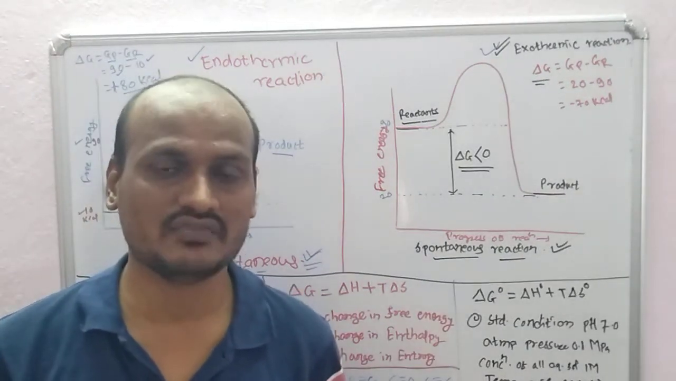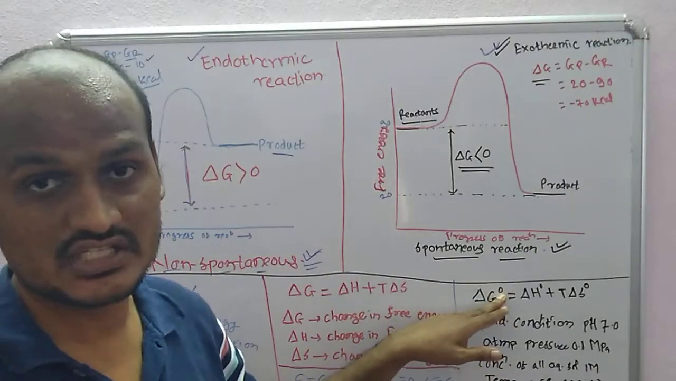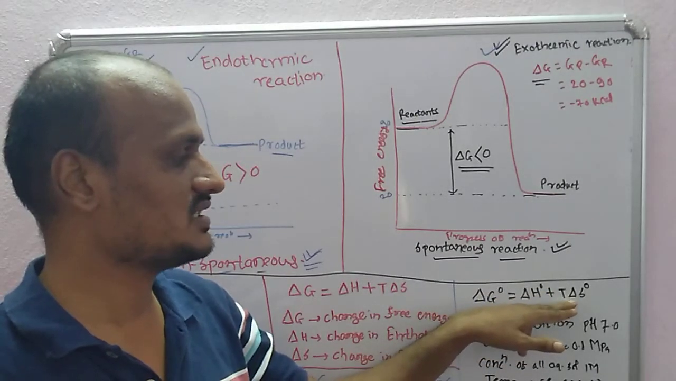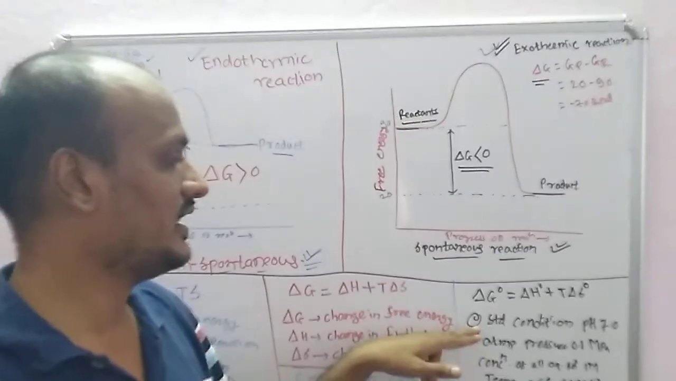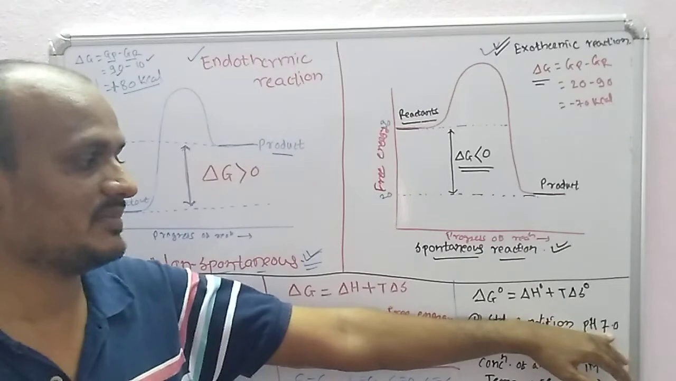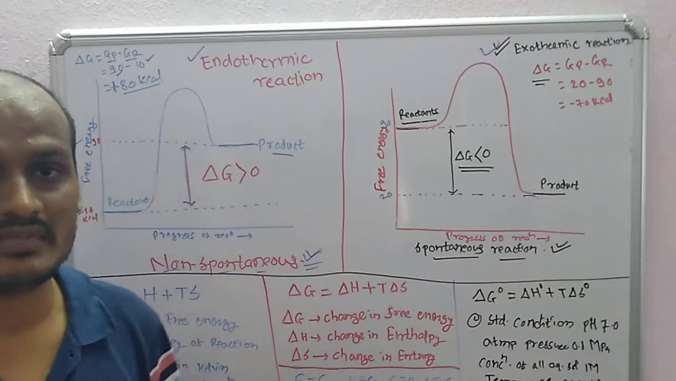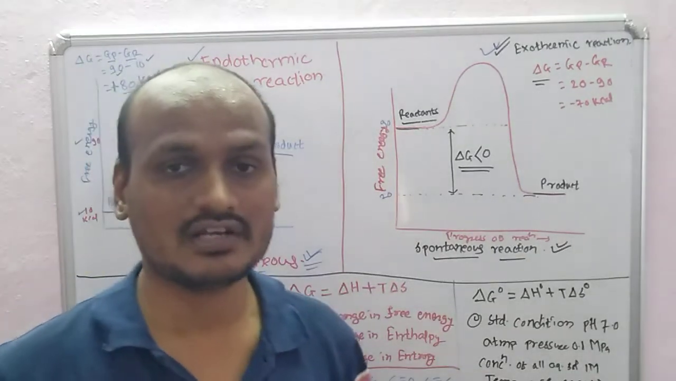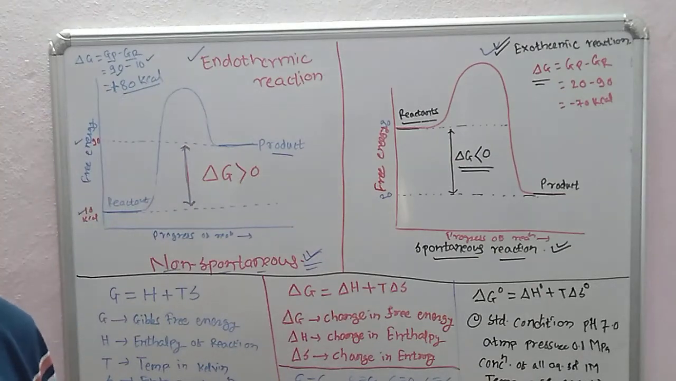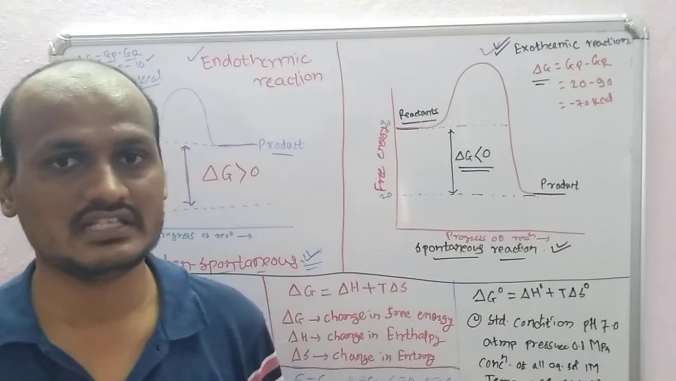For standard condition, we have delta G equal to delta G0. We call it delta G0, and delta H as delta H0, plus T delta S0. Standard condition means pH 7, atmospheric pressure of 0.1 megapascal if gases are involved, concentration of all aqueous solutions should be 1 molar, and the temperature should be 25 degrees Celsius, or 298 Kelvin if it is in Kelvin.